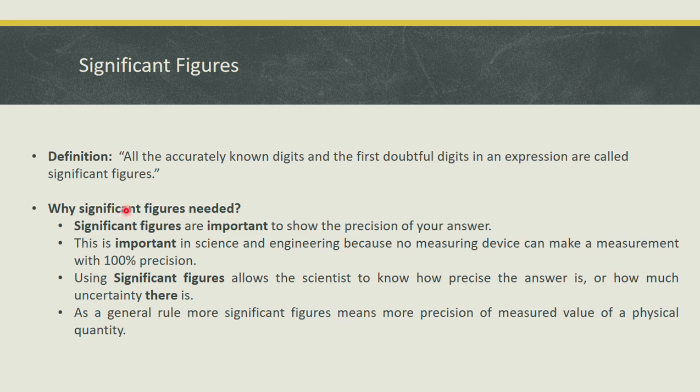So why are significant figures needed? Significant figures are important to show the precision of your answer, how precise you are in your answer, or how precise your instrument is. This is important in science and engineering, because no measuring device can make a measurement with 100% precision. Significant figures allow the scientist to know how precise your answer is or how much uncertainty there is. As a general rule, more significant figures means more precision.